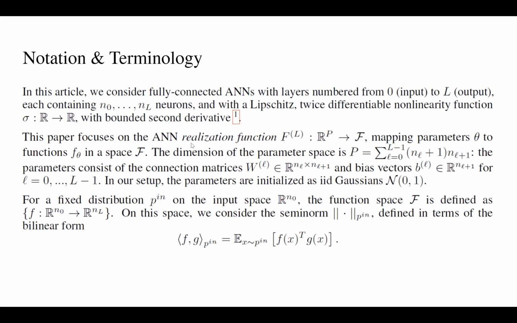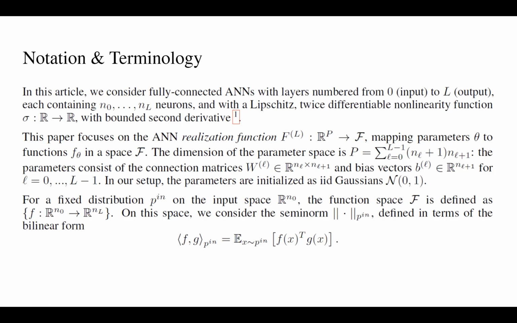And here we introduce the neural network realization function F^L. This is a mapping from the parameter space R^P to the function space F. For a fixed distribution P^in on the input space R^n0, the function space F is defined as the mapping from R^n0 to R^nL. So this is just the mapping from the input to the output.